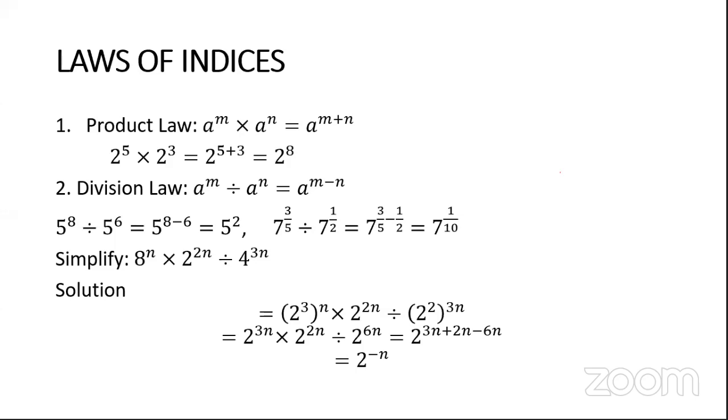We're almost rounding up the class. So now look at the question. Look at what I have on the board on my screen. So I also have 7 raised power 3 over 5. I know that fractions are usually a problem. So in this case, 7 is common. Then 3 over 5 minus 1 over 2. By the time you do that, the LCM is 10. So 10 divided by, and so like that.